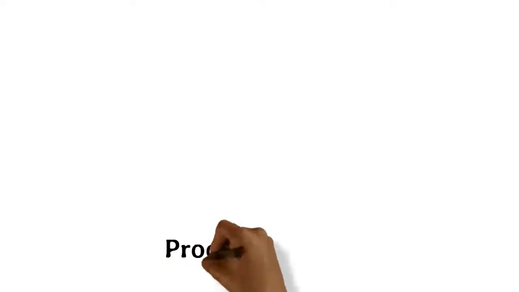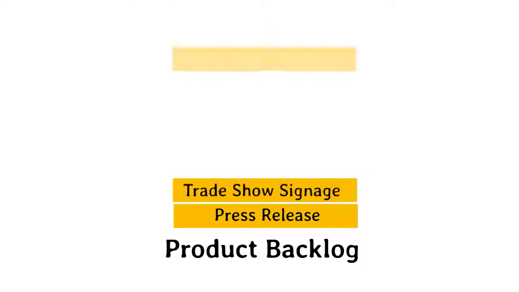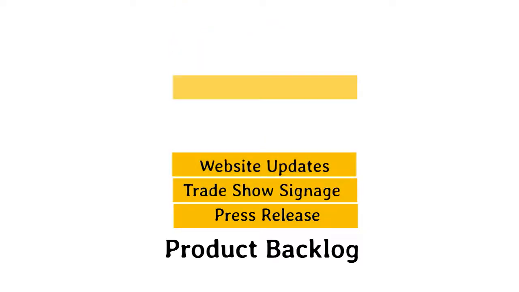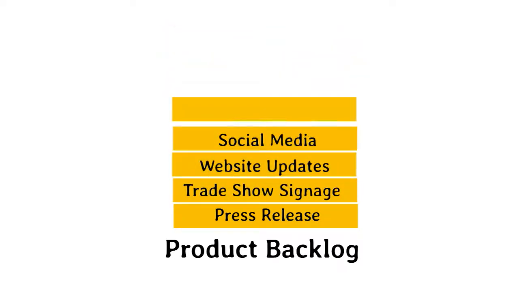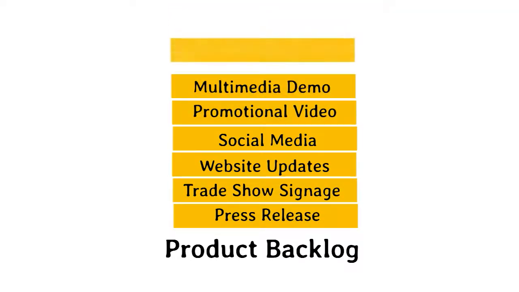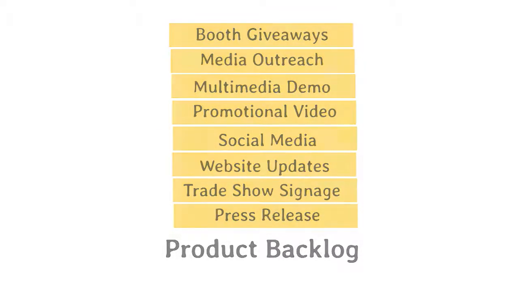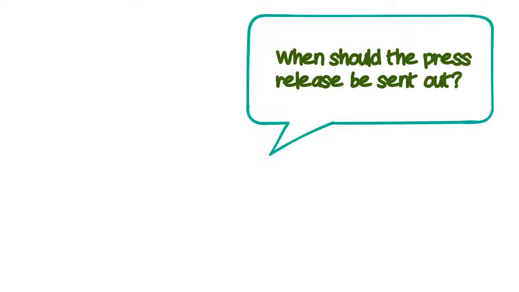The backlog, in priority order, contains one or more items related to each of the following: press release, trade show signage, website updates, social media, promotional video, multimedia demo, media outreach, booth giveaways. As Jason describes each item, the development team asks a number of clarifying questions.